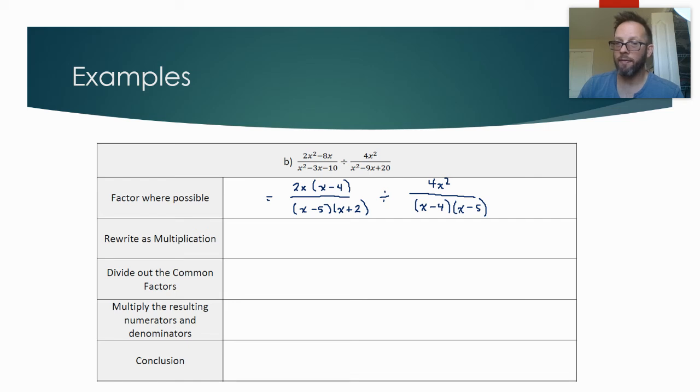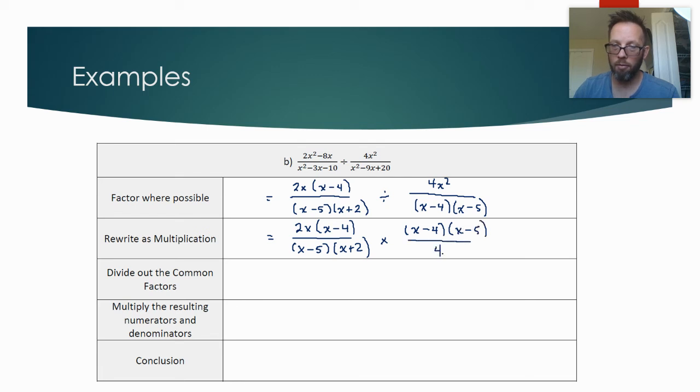Now, before you do any dividing out, you have to be careful that you can only do that when we have it as a multiplication. Let's rewrite it as a multiplication. And all we do is we invert and multiply. Flip the second guy, change it to a multiplication question. So now we're ready to go.